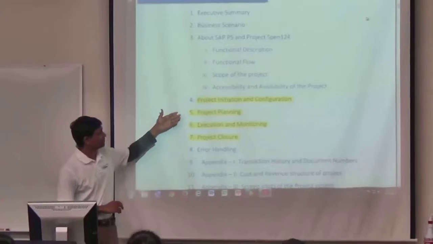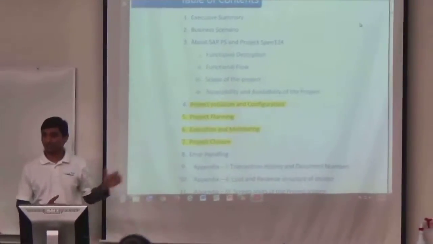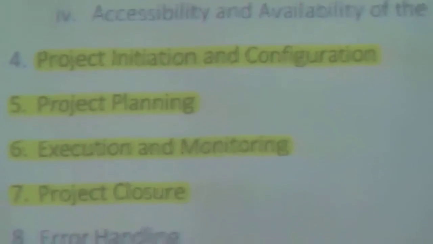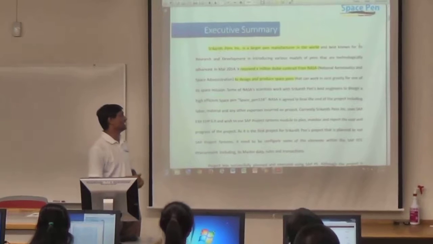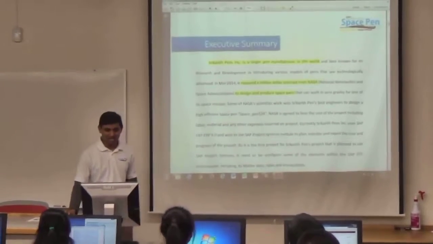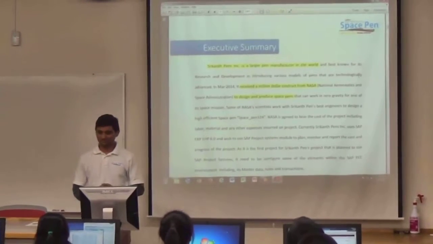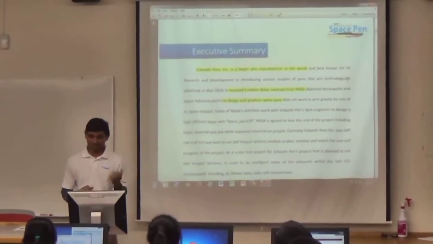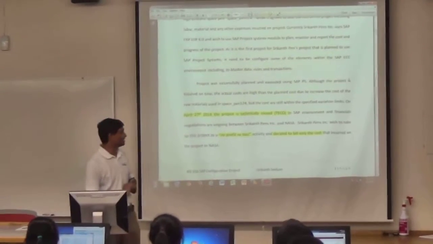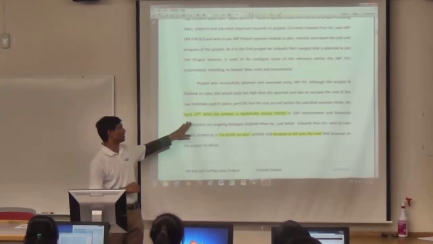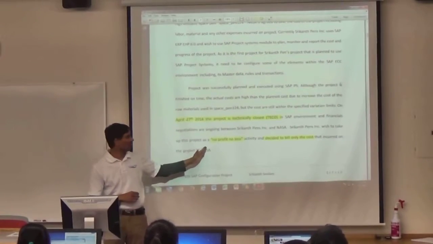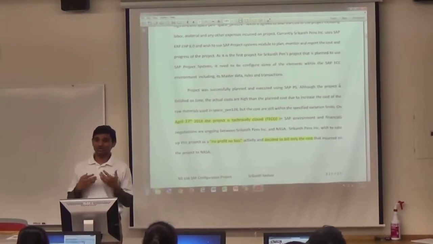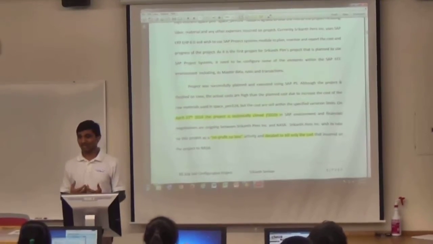Basically, there are four main aspects of the project system configuration in SAP: project initiation, configuration, planning, execution, and project closure. Srikanth Pen is a large pen manufacturing company in the world and has received a $1 billion contract from NASA to design and produce a space pen. We started the project a few months ago, and it's closed on the 27th, which is technically closed. This is a no-profit, no-loss project. We're going to build it for NASA just for the cost incurred on the project.